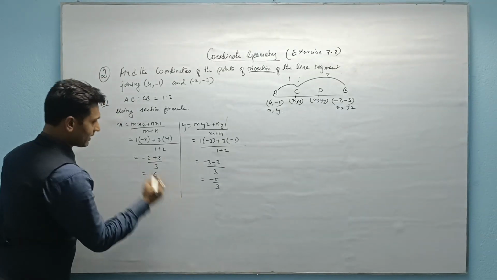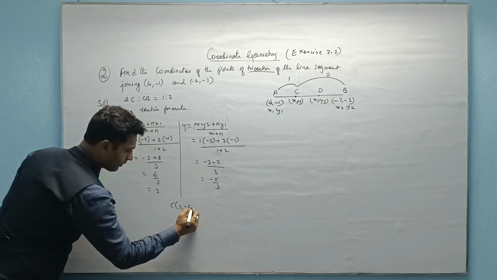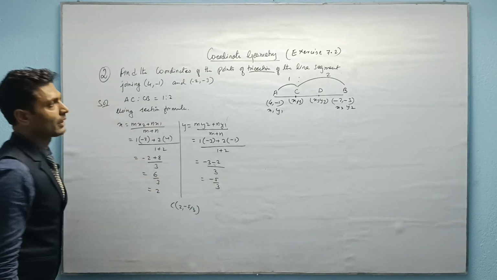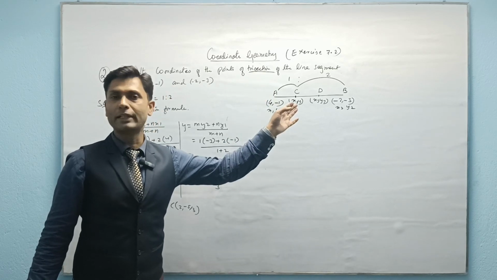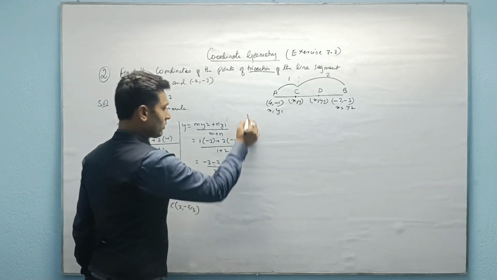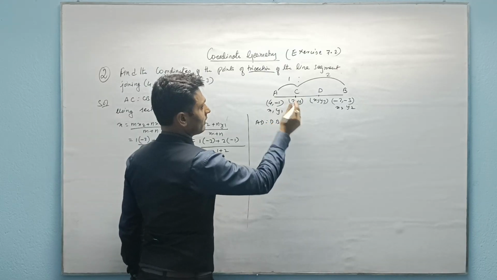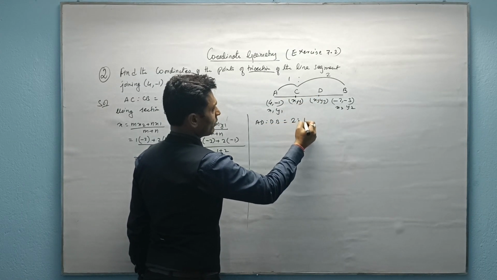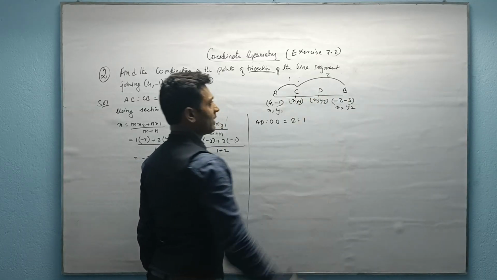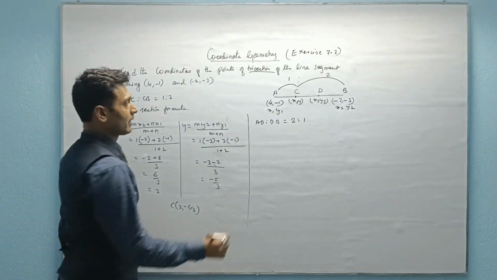Okay, so what do we get? C. C is what? 2 comma minus 5 upon 3. Now we need to determine the coordinates of D. So now AD is to DB is what? In AD, how many segments? 2 is to 1. 2 segments in AD, 1 segment in DB. So the ratio becomes 2 is to 1.